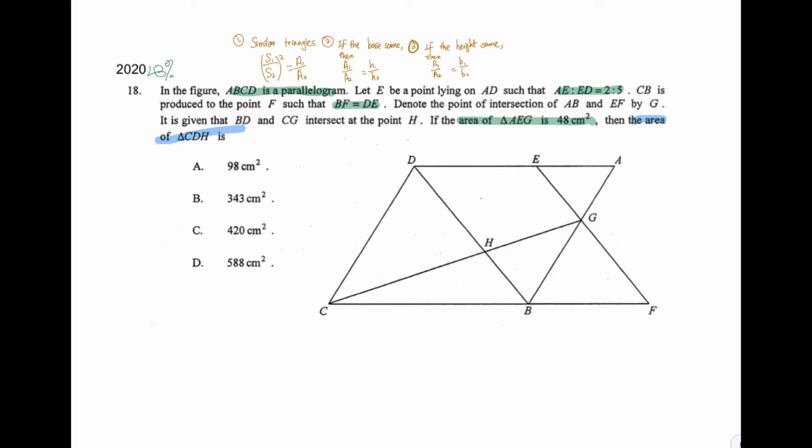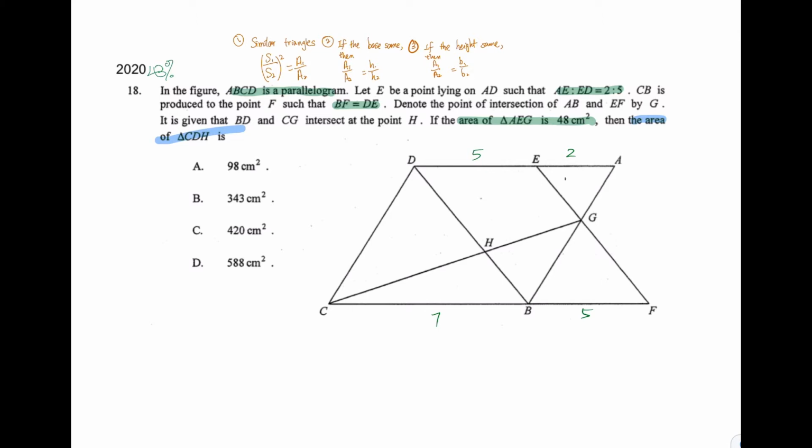So now let's get writing all the things again. AE to DE is 2 to 5. Remember, this is not the actual value, this is just the ratio. Okay, so this is a parallelogram, so the opposite sides are the same. So if that is 2 and 5, this total thing is 7 as well. And then next part, BF is DE, so if that is 5, this is also 5, just the ratio. These are all in the same ratios.